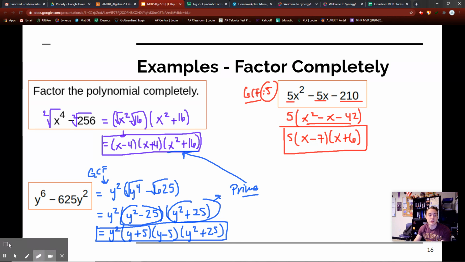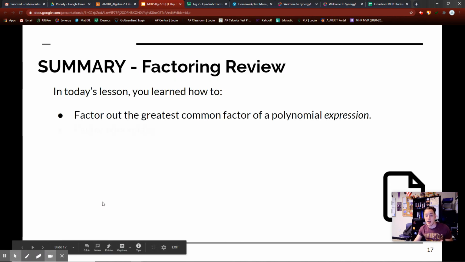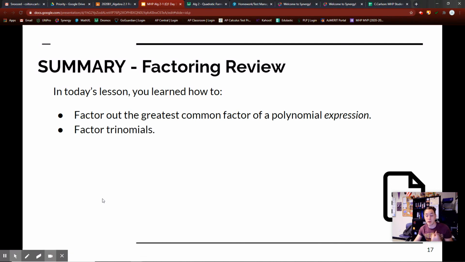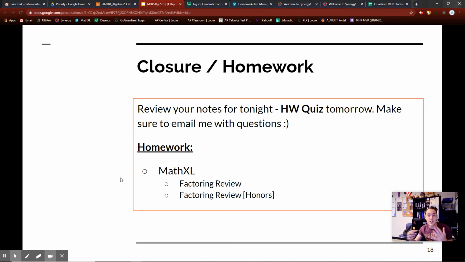Fantastic. So that is the whole of the lesson. That is factoring. What we learned was the greatest common factor of the polynomial expression. We learned how to factor trinomials with leading coefficient equal to 1 and the leading coefficient not equal to 1. We learned how to factor difference of two squares with the perfect squares, sum and difference of two cubes, and then also to factor completely.